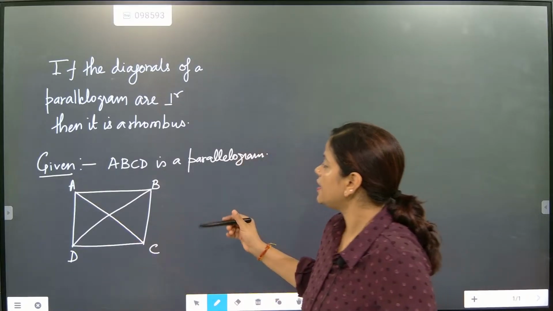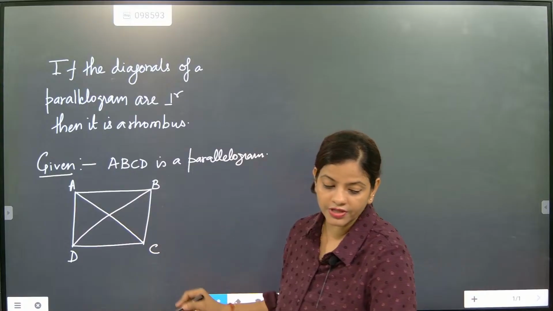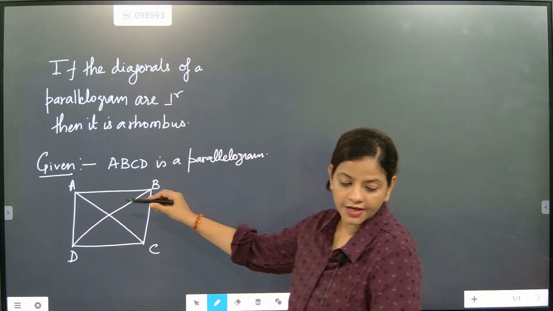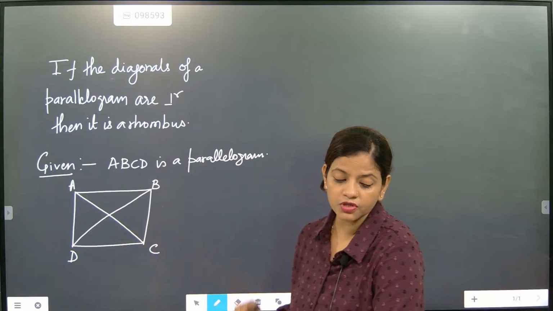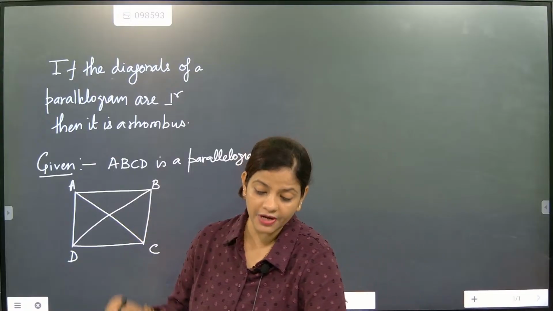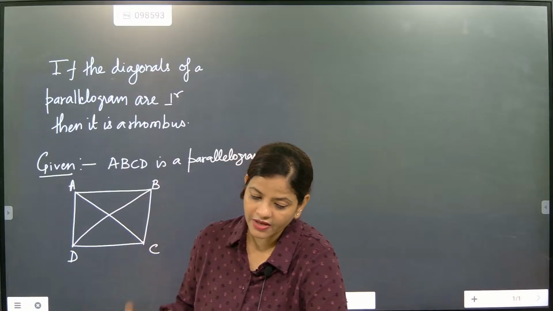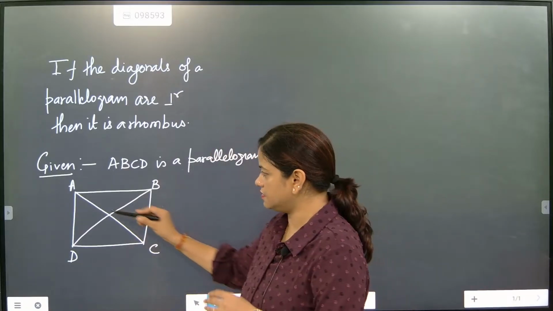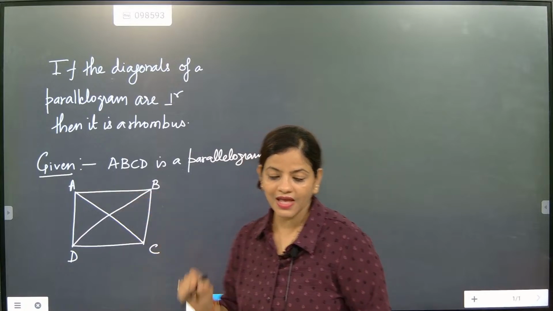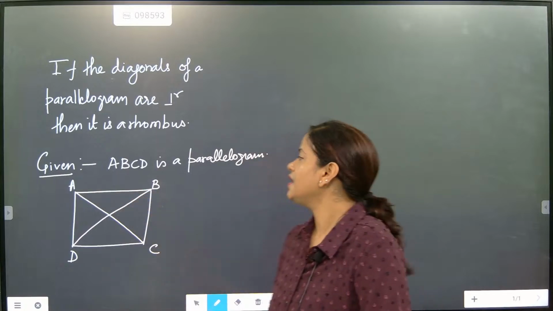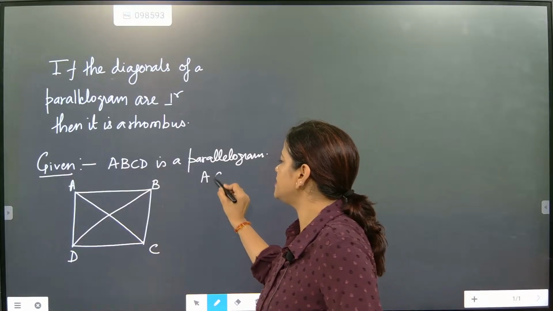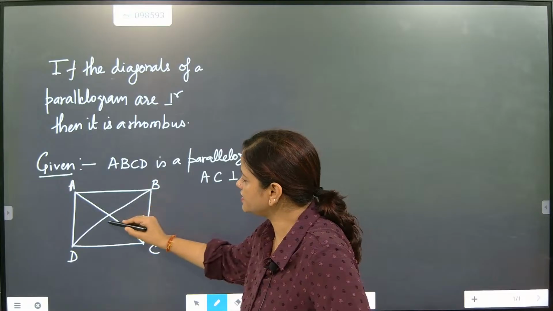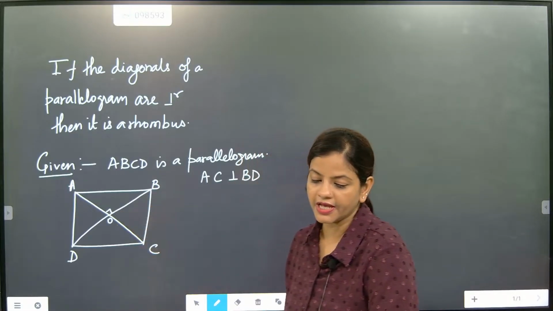Another thing they have given is that AC is perpendicular to BD. AC is perpendicular because it is given that the diagonals of a parallelogram are perpendicular. That is, this diagonal is perpendicular to the other. So we are going to say that AC is perpendicular to BD. Calling the intersection point O, this part is coming as perpendicular.